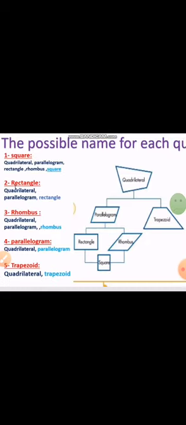Write all the names possible for each quadrilateral. All the names possible means I will write the whole family above. This one is called the rectangle. Look at the rectangle here. Above the rectangle, I have many names. It holds parallelogram and also the quadrilateral names. So I will write the full name of the rectangle.